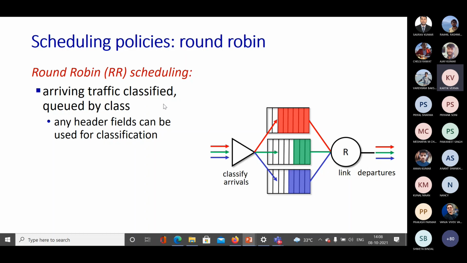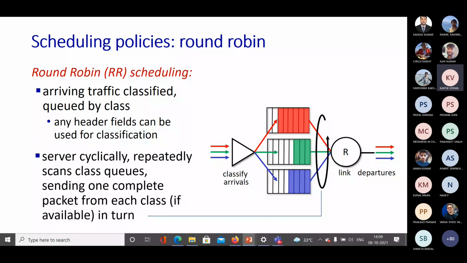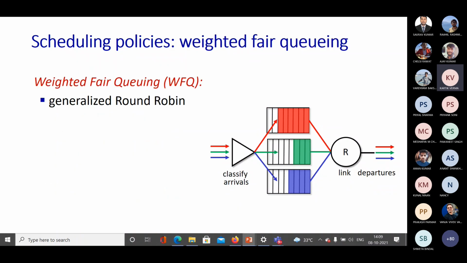As it was done in the case of prioritized scheduling also, any header field can be considered for classification of these packets into the different classes. All right. So this is what we have already discussed, that each packet will be taken up completely by the server one by one, and then it will be served by the server. So that was pretty simple.